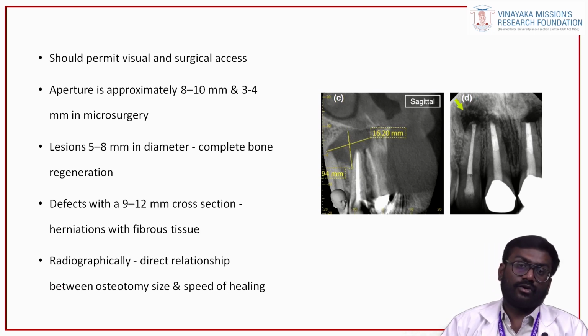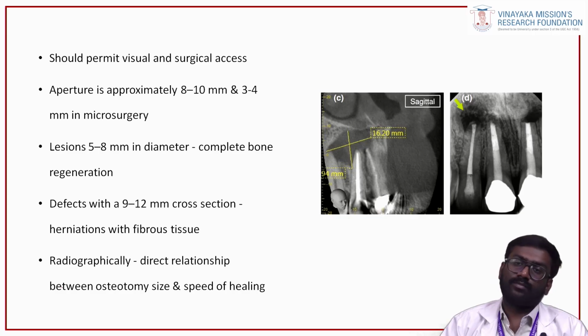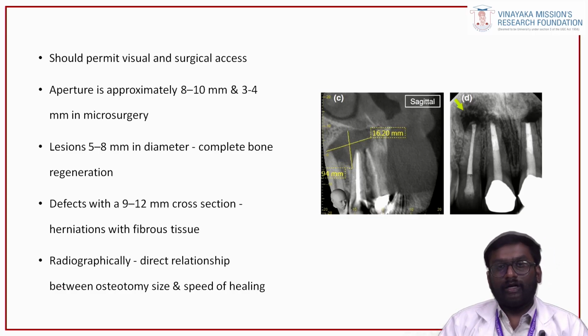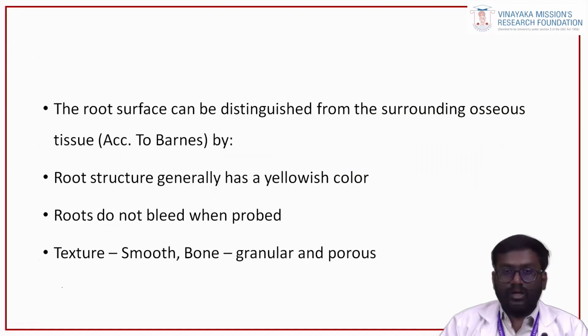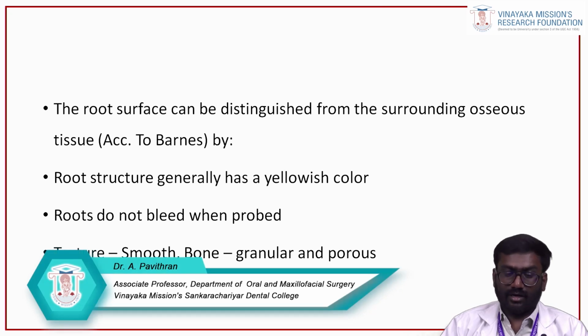If the population that you're going to address is pediatric or young adult, bone regeneration can be in an accelerated fashion. If you're dealing with an adult population, then bone regeneration is going to be very, very slow. So do not unnecessarily create extra defect to the bone. Once the bony window is created, you have to distinguish between the root and the surrounding osseous structures, that is your bone. It is very easy to delineate. According to Barnes, he has given 3 criteria.